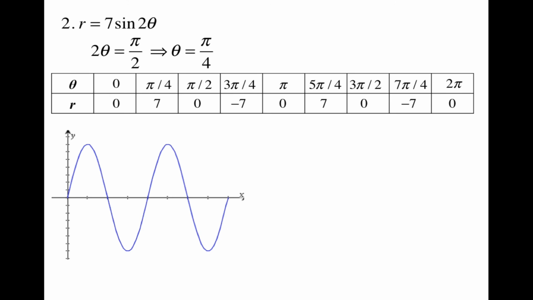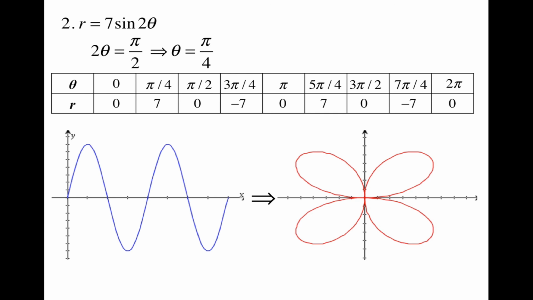And I'm going to first graph this on my Cartesian grid. So it'll look something like this. Now I'm going to go ahead and translate this to my polar grid. So when you're done, your polar graph should look like this.